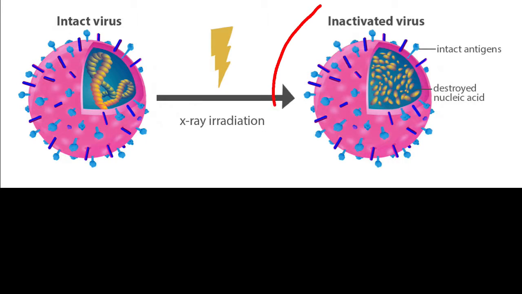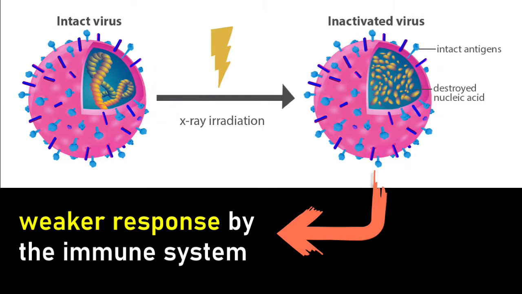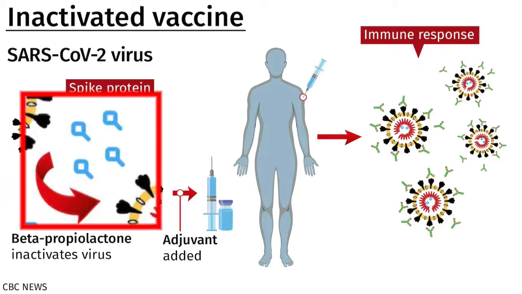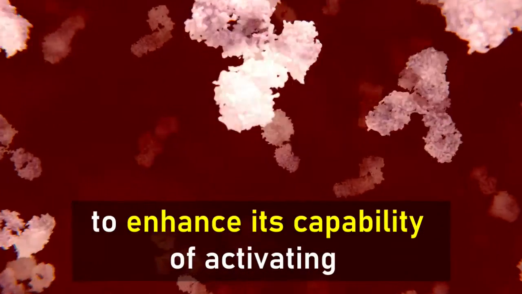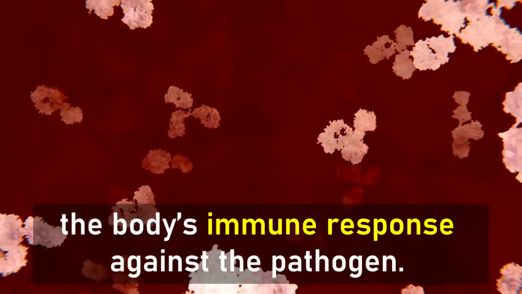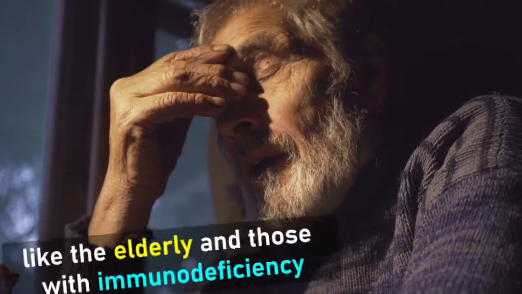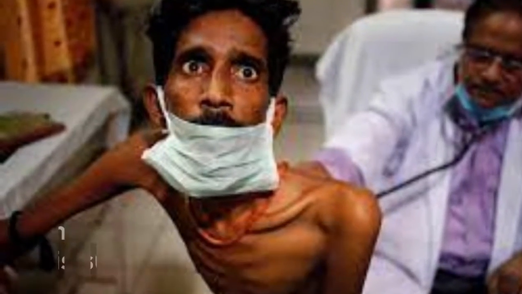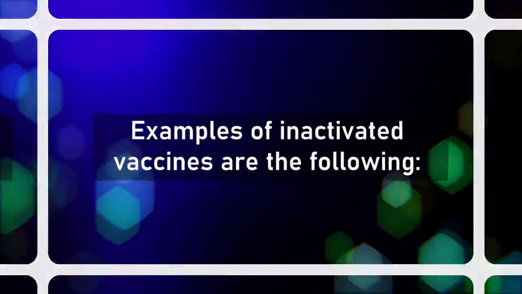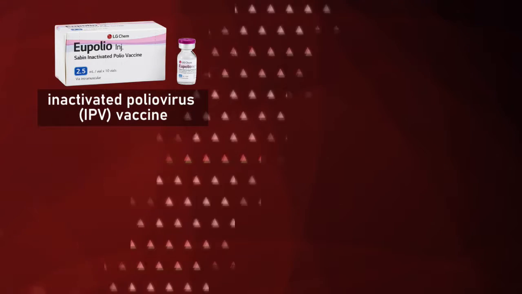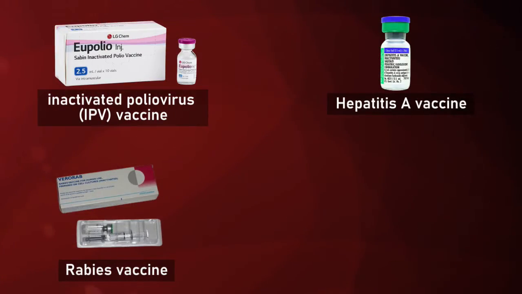antibody titers. Because inactivated pathogens tend to produce a weaker response by the immune system than live attenuated vaccines, adjuvants are added in some vaccines to enhance their capability of activating the body's immune response against the pathogen. For some people who cannot take live attenuated vaccines, like the elderly and those with immunodeficiency, an inactivated vaccine is suitable for them. Examples of inactivated vaccines are the following: inactivated poliovirus vaccine, hepatitis A vaccine, rabies vaccine, and Sinovac.